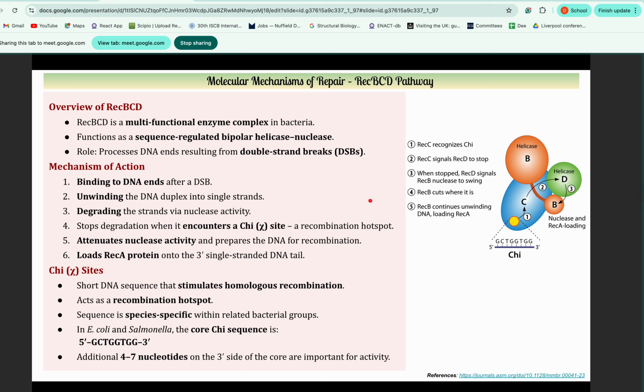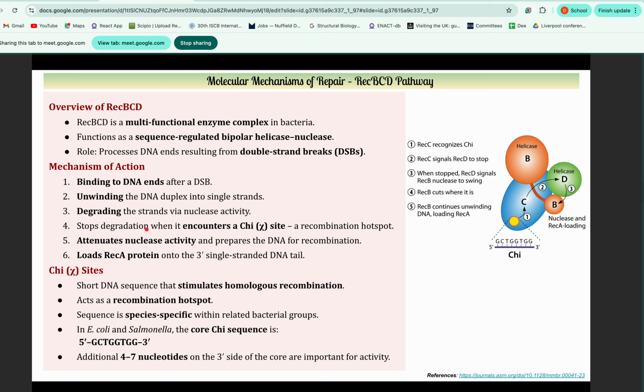Yeah, so one by one when we move, then this will be more clear. So the mechanism is, firstly, whenever there is a double strand break, binding of this rec-BCD will take place at the double strand break. The DNA strand will start to unwind and it will synthesize the single strands. Then degrading of single strands will take place with the help of nuclease. These complexes also have different proteins which have nuclease activity, which will degrade the double stranded DNA, which will synthesize the single strands.